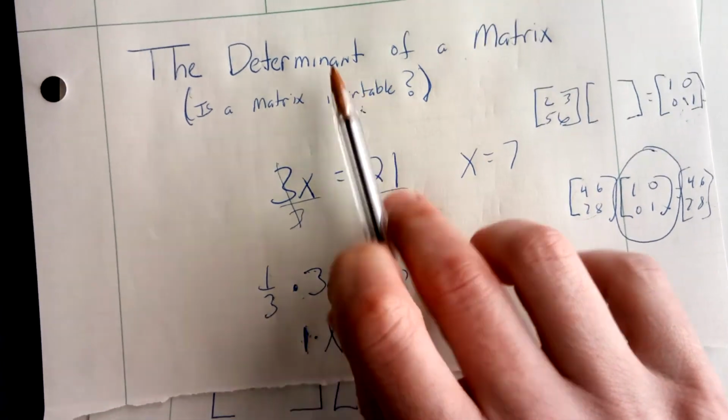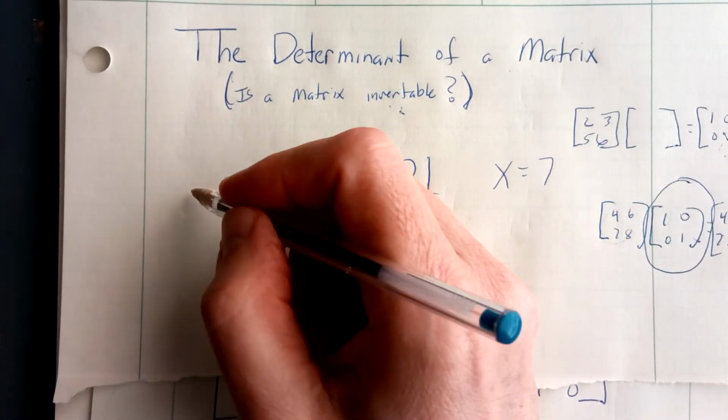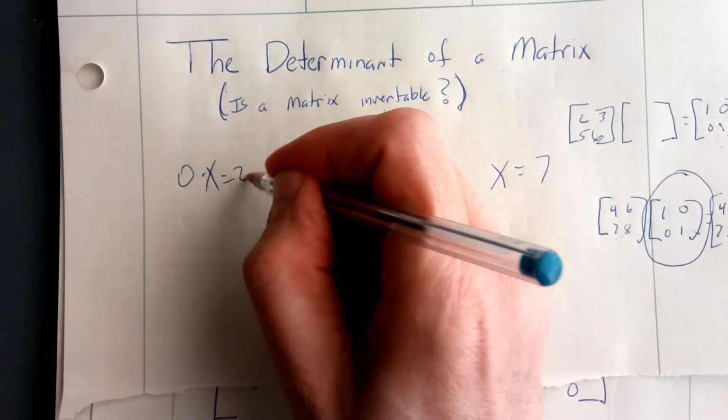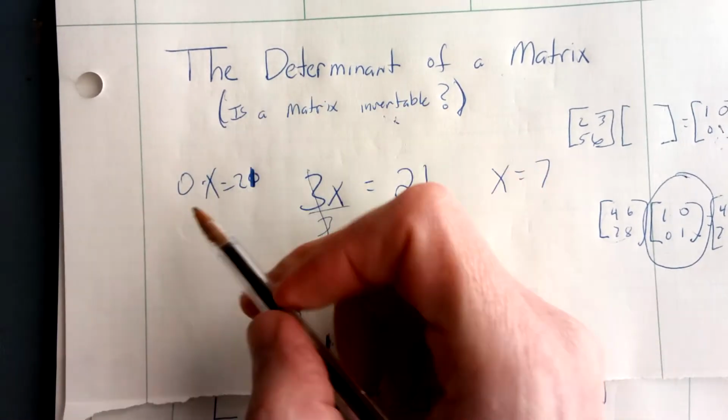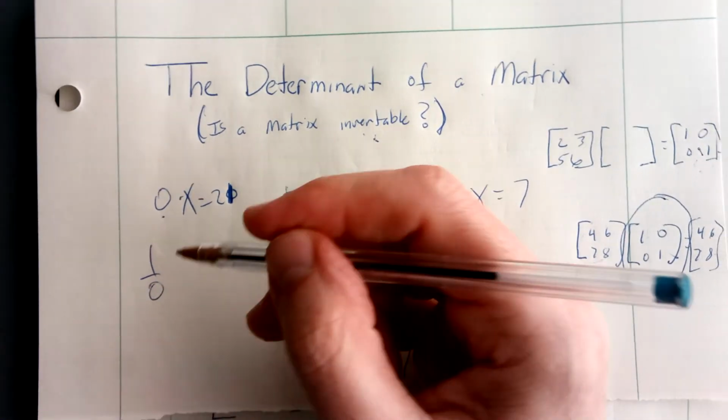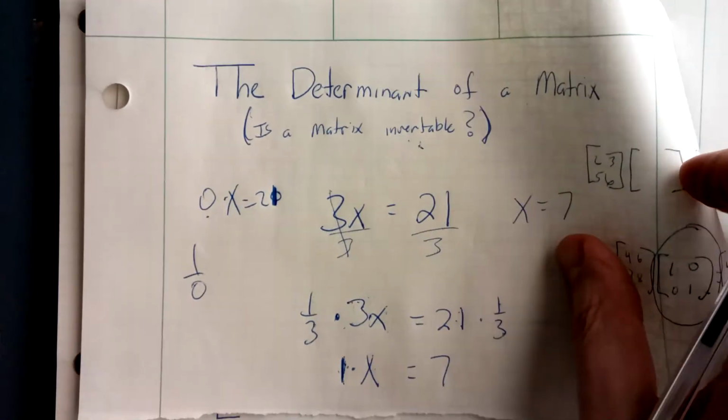Now, I want to emphasize that not all numbers are invertible. If I said 0 times x equals 21 or 20, you can't invert 0. 1 over 0 is undefined. Like that, there are many matrices that are also undefined when I do an inverse matrix.